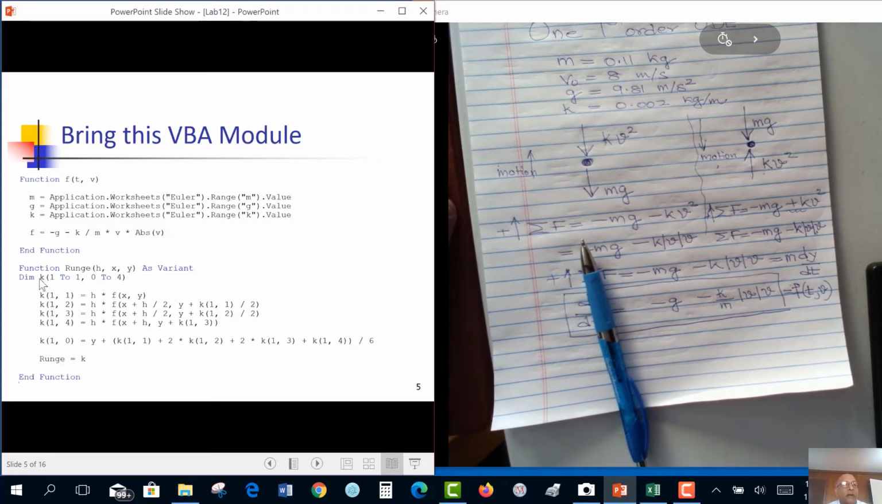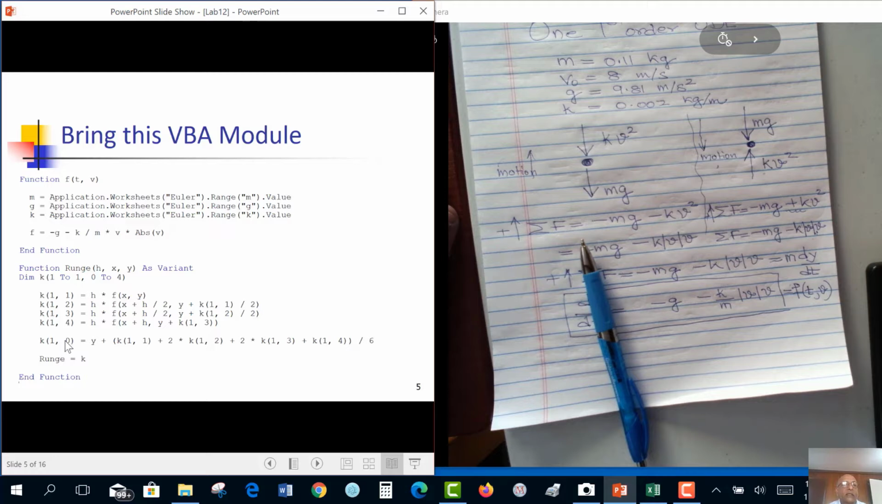Now I'm doing a very clever way. I have set up my K as an array. So I have K1, K2, K3, K4. But notice I've made it a 2-dimensional array so that I can transport it as a vector. So what I do is I calculate K1, K2, K3, K4, and then yi plus 1 is K0.